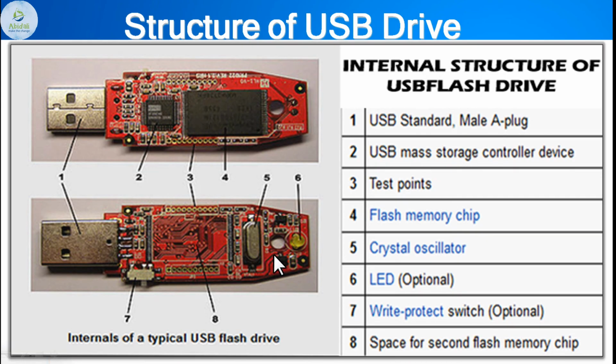The cross-section of the USB can be seen over here. There are different levels where the entire thing is placed. You can see the memory chip, a small chip which stores all the information. This is the driver, or the controller, which controls the entire thing.